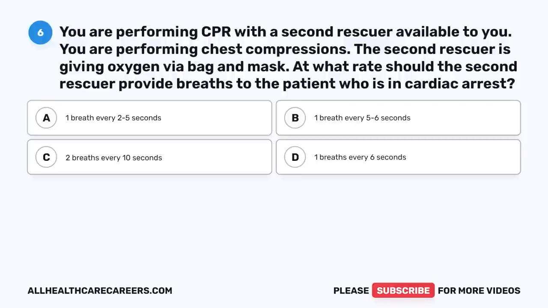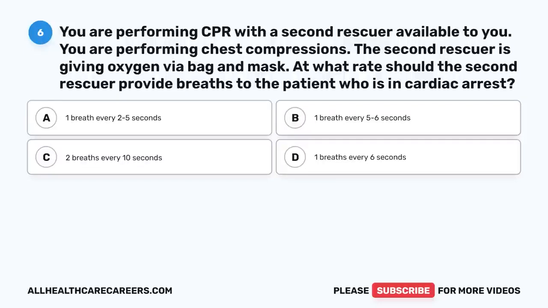Question 6. You are performing CPR with a second rescuer available to you. You are performing chest compressions. The second rescuer is giving oxygen via bag and mask. At what rate should the second rescuer provide breaths to the patient who is in cardiac arrest? A. 1 breath every 2 to 5 seconds. B. 1 breath every 5 to 6 seconds. C. 2 breaths every 10 seconds. D. 1 breath every 6 seconds.